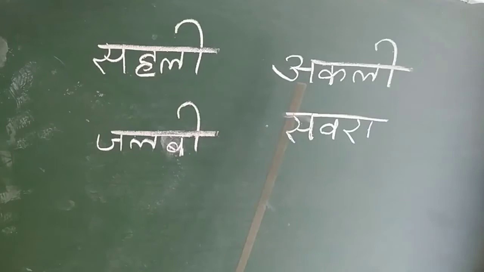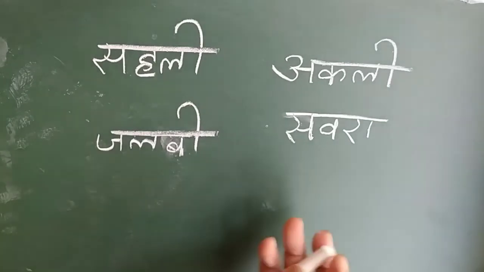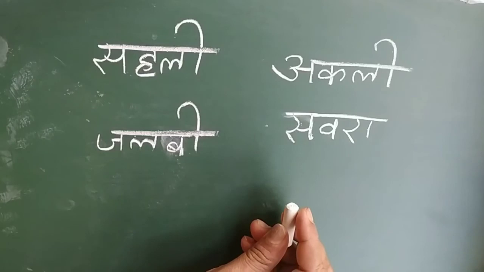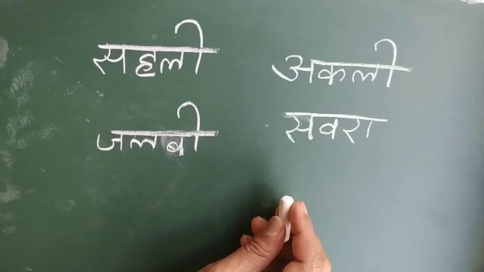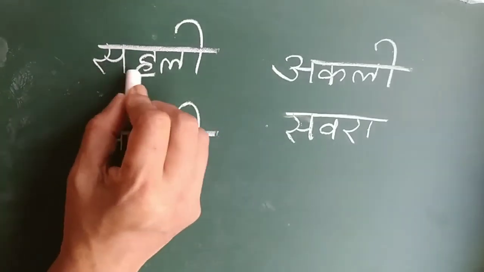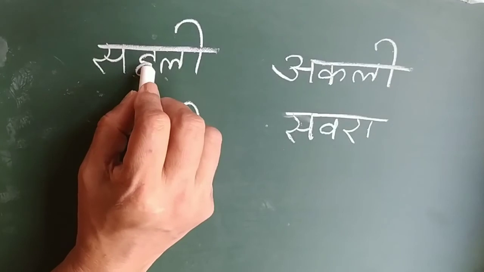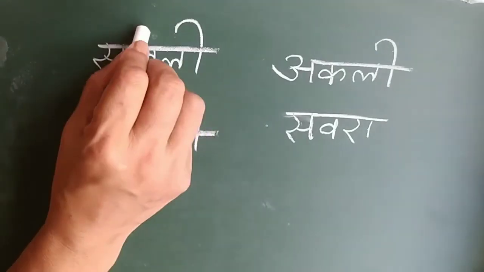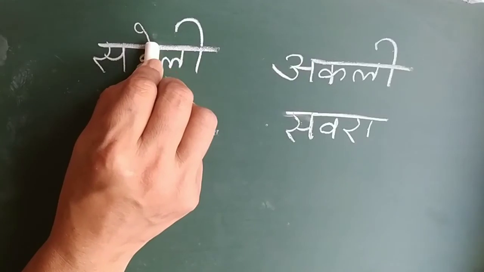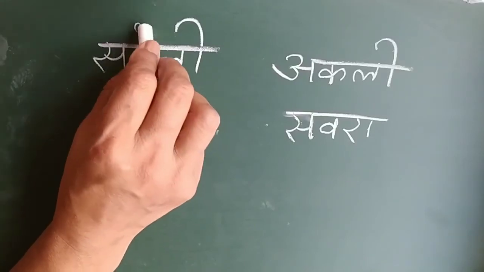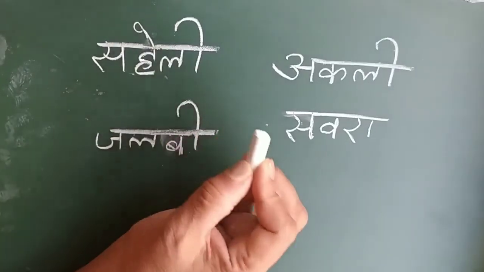See three letter words. Now three letter words. Okay, so when the three letter words come, where do we have to write the symbol of A? Symbol above the second letter. So here Saheli, which is the second letter? Kha. Kha is the second letter. So we are writing here Saheli.